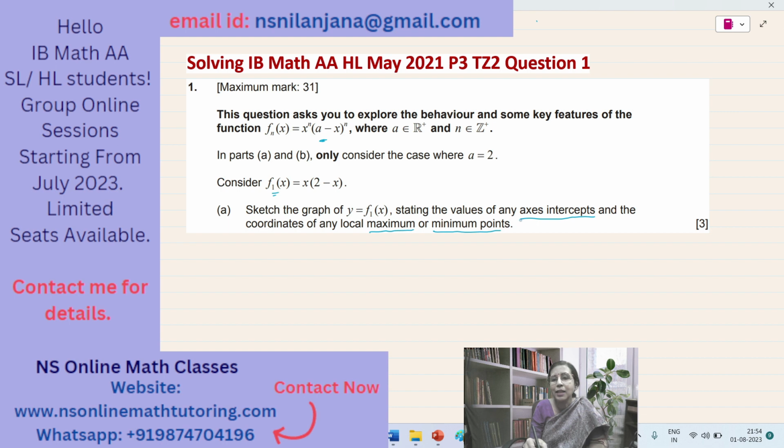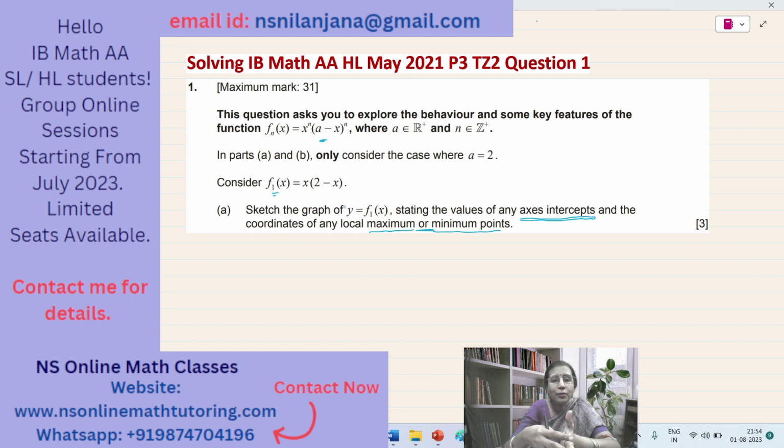Axis-intercepts means the x-intercepts, the zeros, and the y-intercept. And for maximum or minimum points, because obviously this is a quadratic expression, it will be having only a single vertex, either a maximum point or a minimum point. We are seeing the term containing x squared is negative, so the parabola will be opening downwards. It will be an inverted parabola.